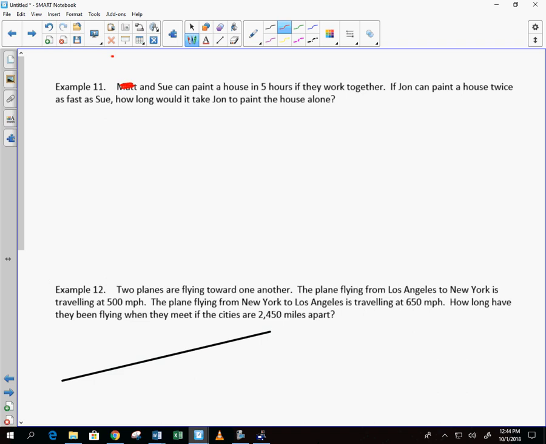Somehow Matt got himself into the problem. We don't need Matt. We'll just go back to John. John and Sue can paint a house in 5 hours if they work together. If John can paint a house twice as fast as Sue, how long would it take John to paint the house alone? I want you to talk with your partner or those around you and try to come up with something intelligent about this problem. You don't have to solve it. Just try to come up with something, anything at all. And then we'll roll through it. Take a minute and a half here.